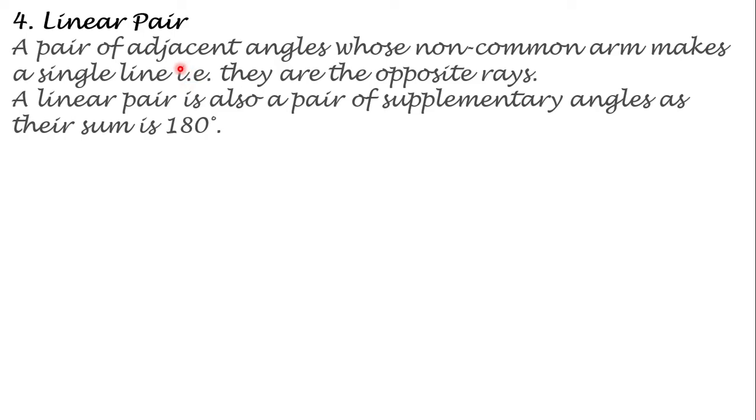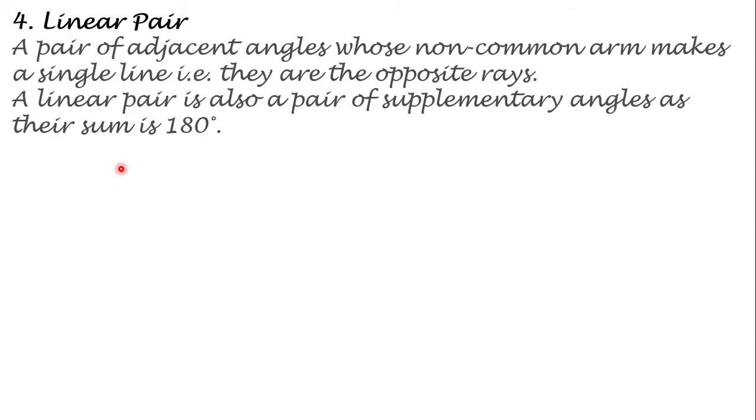So before that we studied the adjacent angle. So a linear pair is also an adjacent angle, but their non-common arms make a single line. Okay, or you can say the opposite rays. Their opposite rays make a single line. A linear pair is also a pair of supplementary angles. It means the sum of the two angles is equal to 180 degrees.